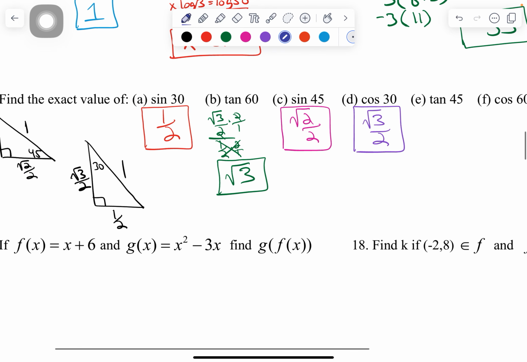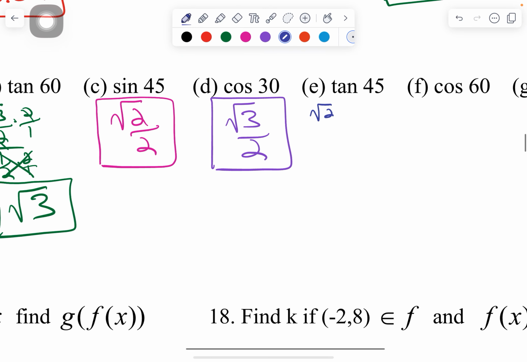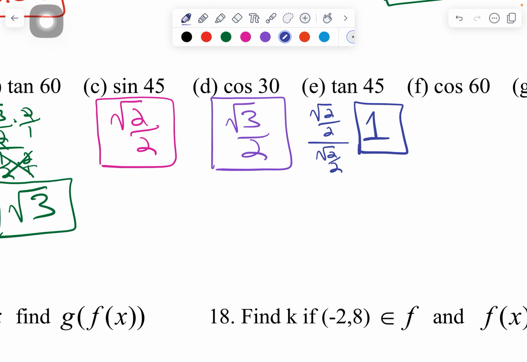So it's going to look like a weird fraction here. It's root 2 over 2 all over root 2 over 2. That's the same number divided by itself. Tangent of 45 is just 1.